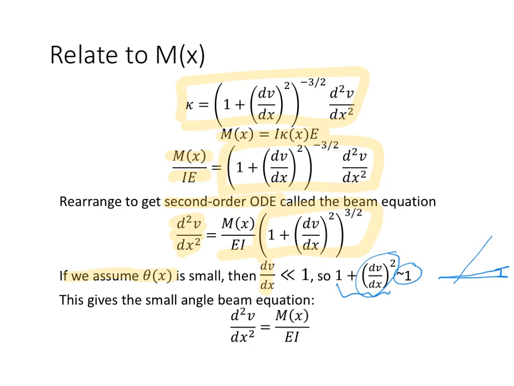That then allows us to write the small angle beam equation simply as the second derivative of the deflection is equal to the bending moment divided by the flexural rigidity. And this is a differential equation we can simply solve by integration if we have an expression for M of x. And so we will apply this in the future examples.